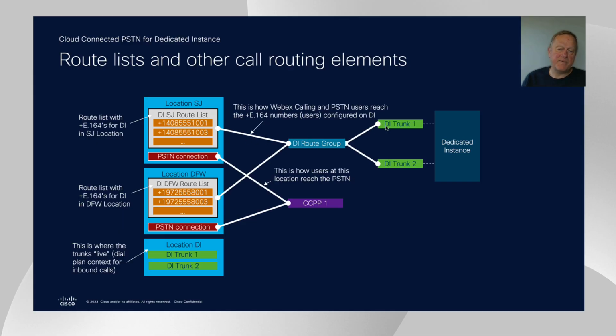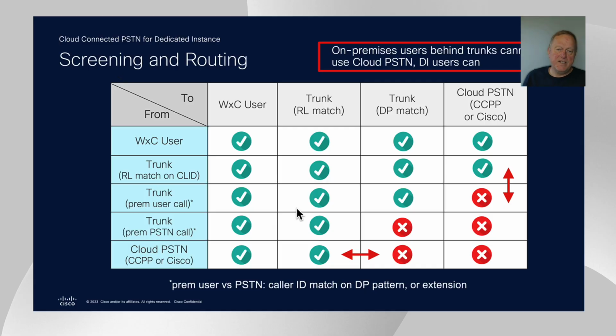It basically hits Webex calling from this trunk. Then we see a route list match. The route list match associates the user with this location, and then the PSTN connection configured on that location is used to send calls to the PSTN.